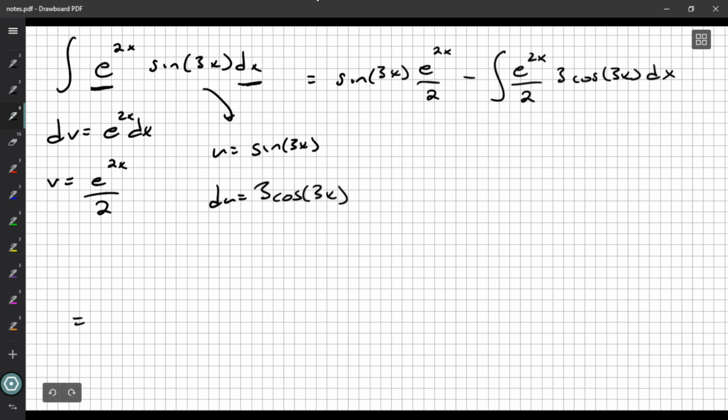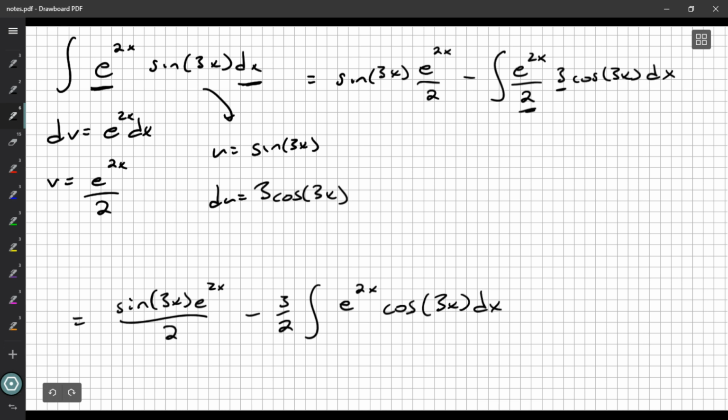Alright, so let's clean this up a little bit before we continue on. Now remember, I'm going to bring the 3 and the over 2 out. The point of integration by parts is to trade one integral for another that hopefully is easier to solve, something that you already know about. I don't know how to integrate e to the 2x cos 3x any more than I know how to integrate e to the 2x sine 3x. Now for the one we started with, the question suggests integration by parts. Maybe I can do that again here.